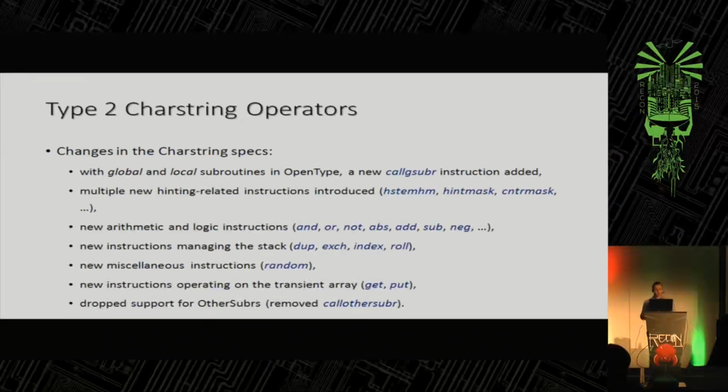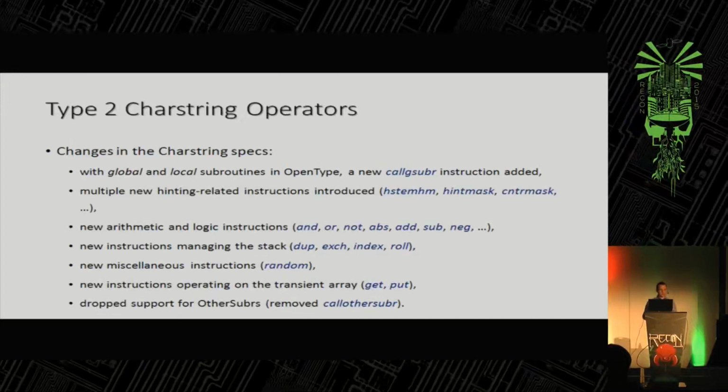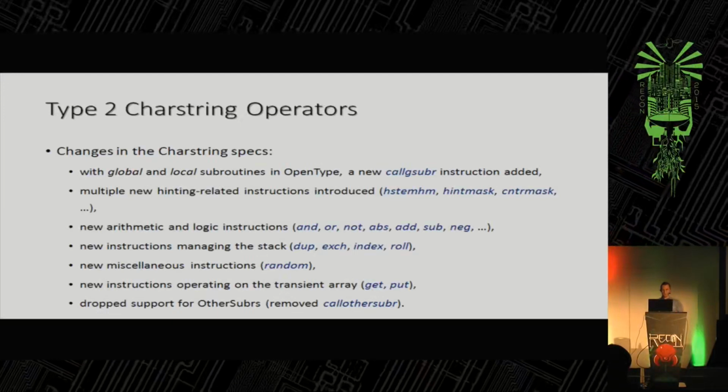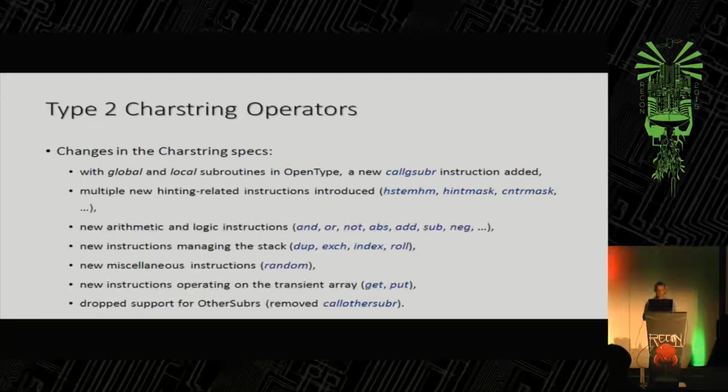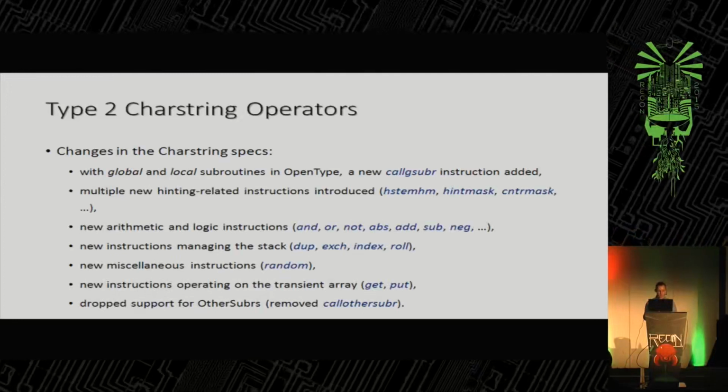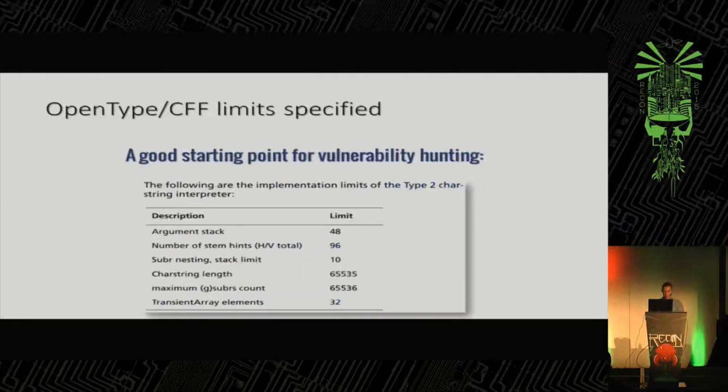There are also some very weird instructions, such as, for example, the random one, which is supposed to insert a random number into the operand stack. I don't really know why a font would like to have any non-deterministic step inside of a CharString, but it wasn't in the documentation. And yeah, so that's mostly the interesting stuff.